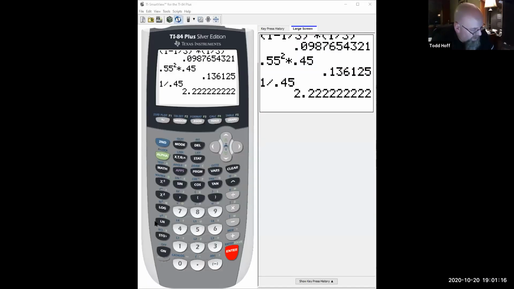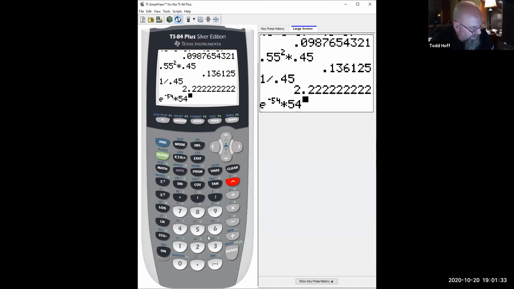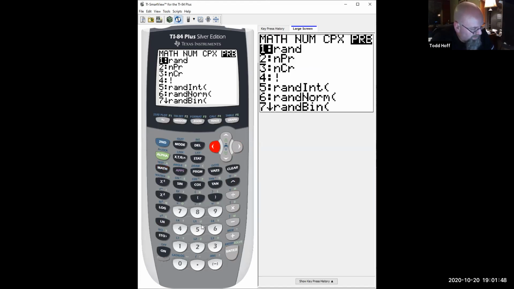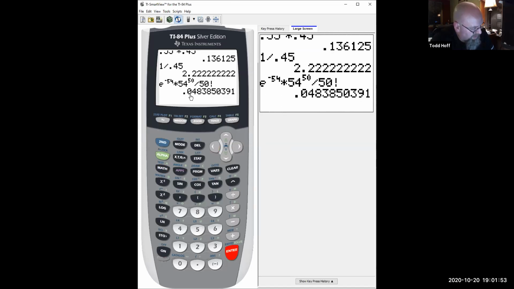Let's go to the calculator. First of all, for the e to the power of, we have this ln key down here. Notice above it, we have an e to the x. That's what we're going to use. So we do second ln, which gives us e to the power of x. We're putting in negative 54 there. We have to make sure we arrow out and then do times 54 to the power of our R value, which is 50. We want 50 successes. Again, make sure we arrow out of the power, divide by 50. Now we're going to go to the math menu, PRB, option 4 there is factorial. That's 50 factorial. That gives us 0.0484.